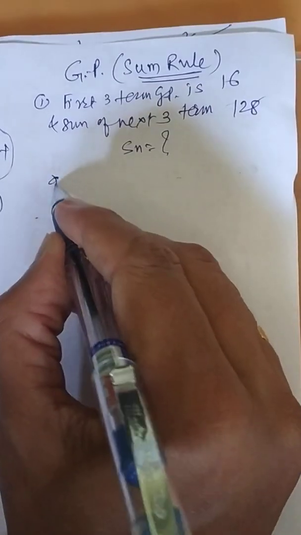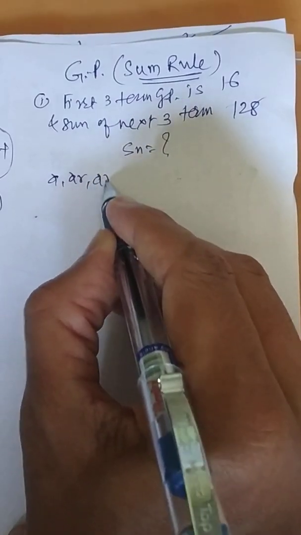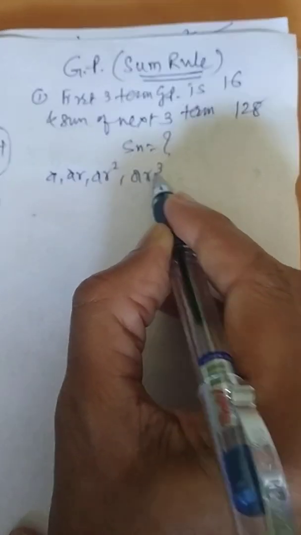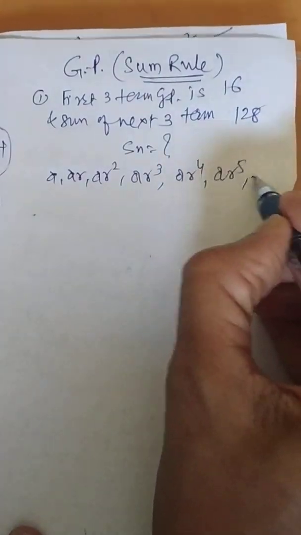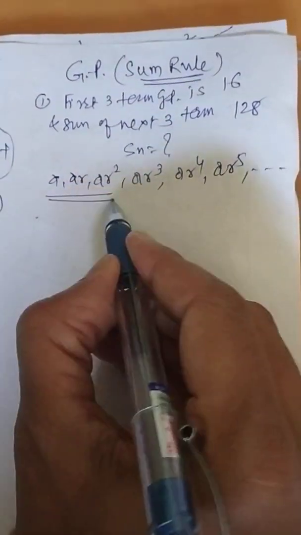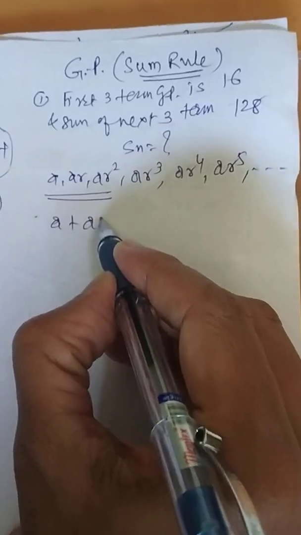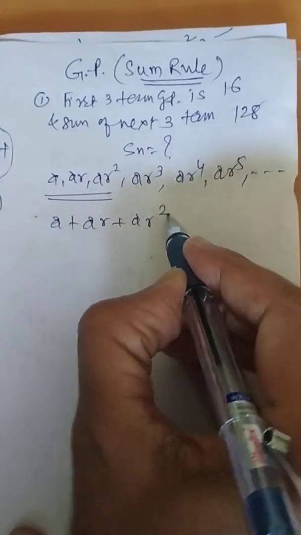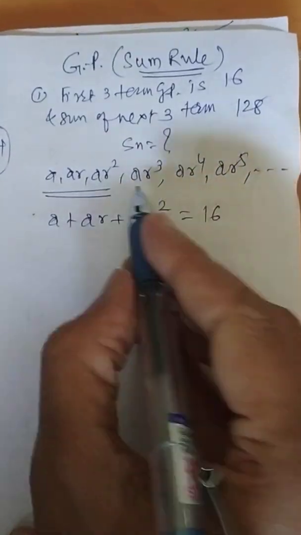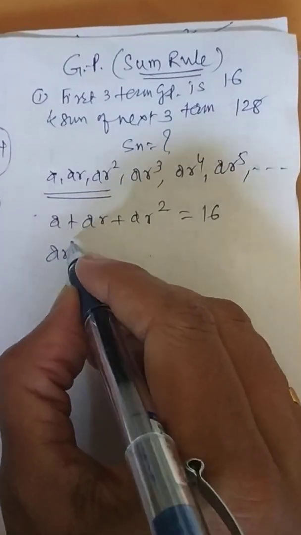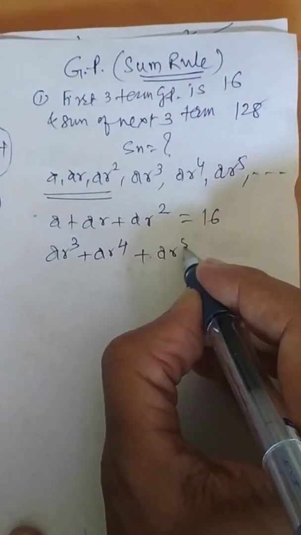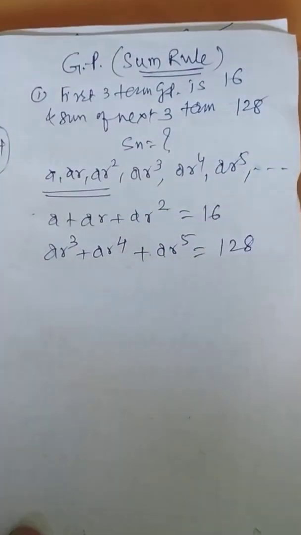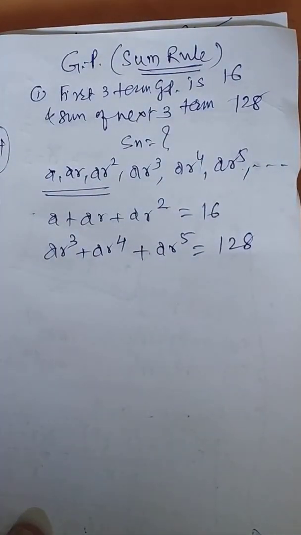The terms are a, ar, ar square, ar cube, ar raised to power 4, ar raised to power 5, and so on. What is given: the sum of the first three terms, so a plus ar plus ar square will be equal to 16. The sum of the next three terms, ar cube plus ar raised to power 4 plus ar raised to power 5, will be equal to 128.